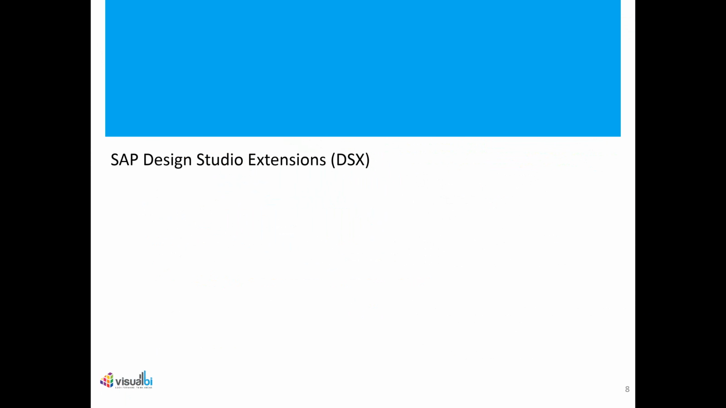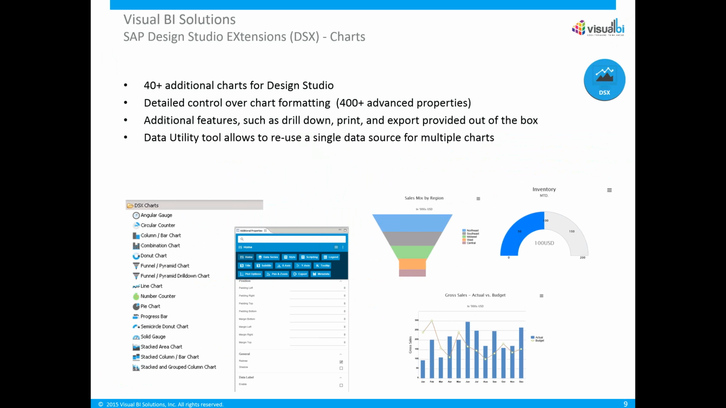So let me give you a few details before we actually go into the product and see some very interesting live demos. As I mentioned, the first main area of our extensions are the charts. As part of our release 2, we're adding more than 40 additional charts to Design Studio. We're allowing you to see all the properties that these charts have, so you can influence them during the design time, during the runtime, using scripts as well.